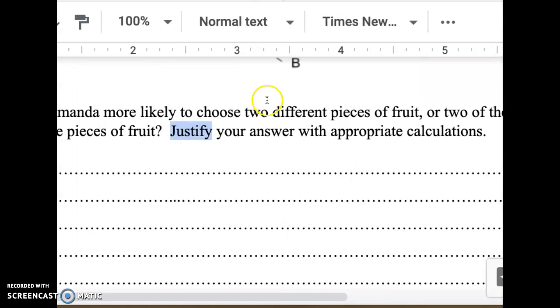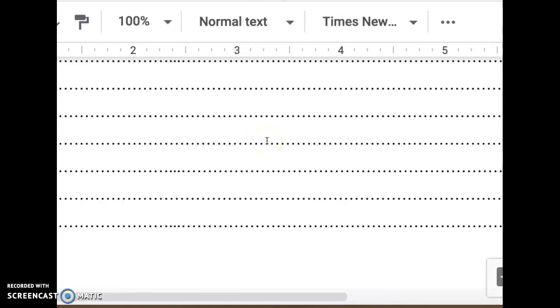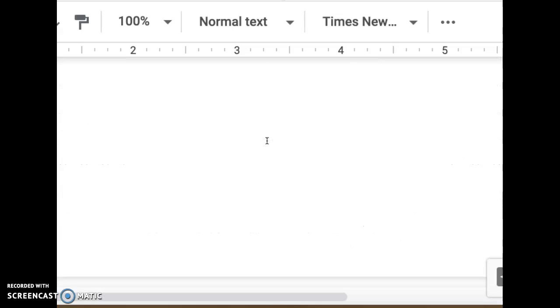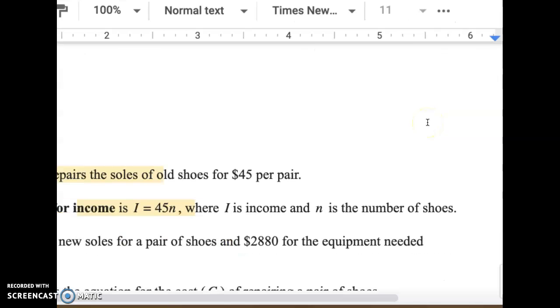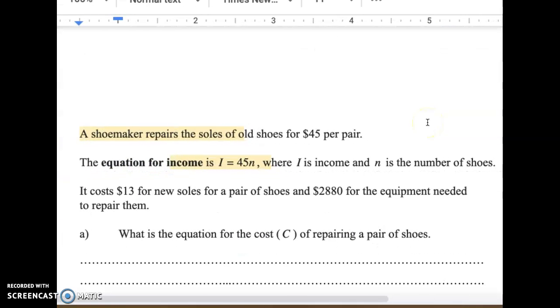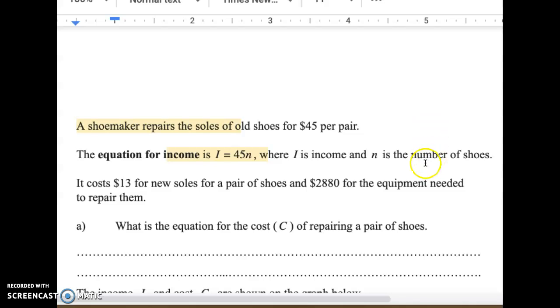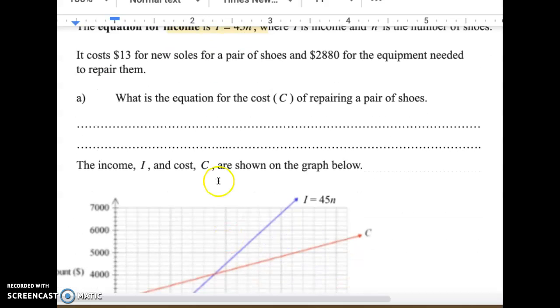Next question was an algebra question. If you had done the work that we had set for you, this question would have been a piece of cake. It was a very straightforward algebra question, algebraic modelling. For an equation for the cost of repairing a pair of shoes, an equation always starts with C equals, or something equals. That's what an equation is. If it doesn't have an equals, it's an expression. So an equation has an equals in it.